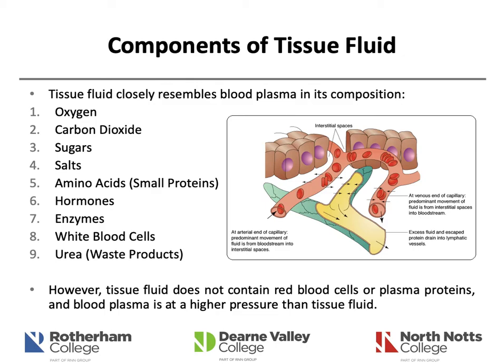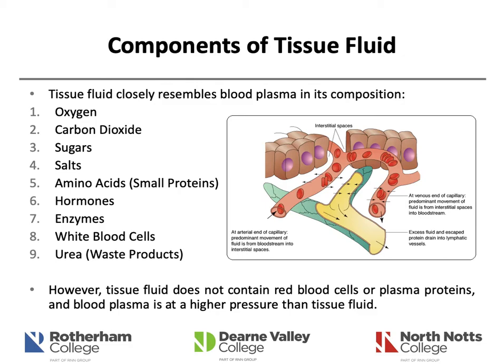Substances move in and out of a capillary in a process called bulk flow due to a pressure gradient. Now, for substances to move across a membrane, in this case a capillary, ultimately it needs to move from a higher pressure to a lower pressure. So if the capillaries are at a higher pressure than our cells, substances will move across that permeable membrane. And that means that substances like oxygen, sugars, salts, amino acids, hormones, enzymes, white blood cells, if applicable, if we've got an infection, can move across that membrane.